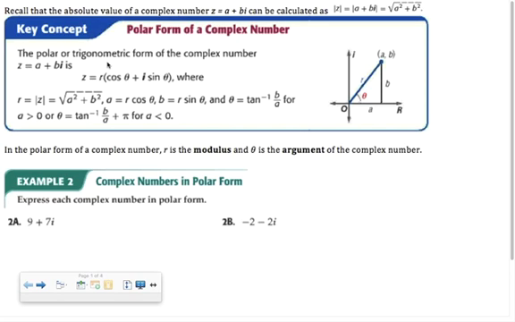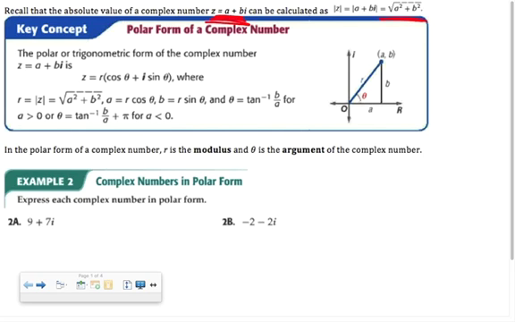Way back in first semester, we learned about complex numbers. And complex numbers look like this, a plus bi. And we found that we can take the absolute value of that complex number by doing the square root of a squared plus b squared. That should look really familiar in this chapter since we've been doing a lot of square root of x squared plus y squared. Same exact idea.